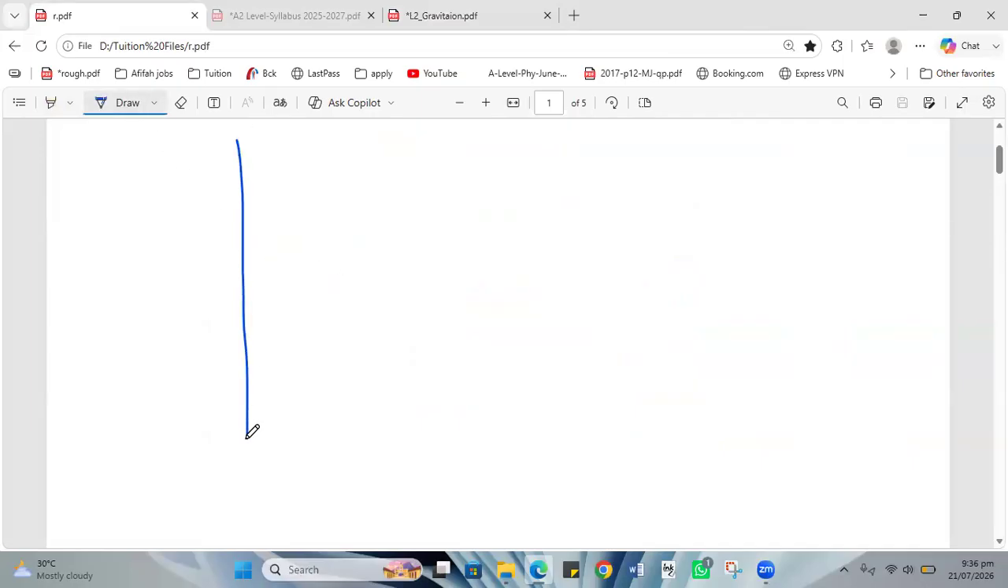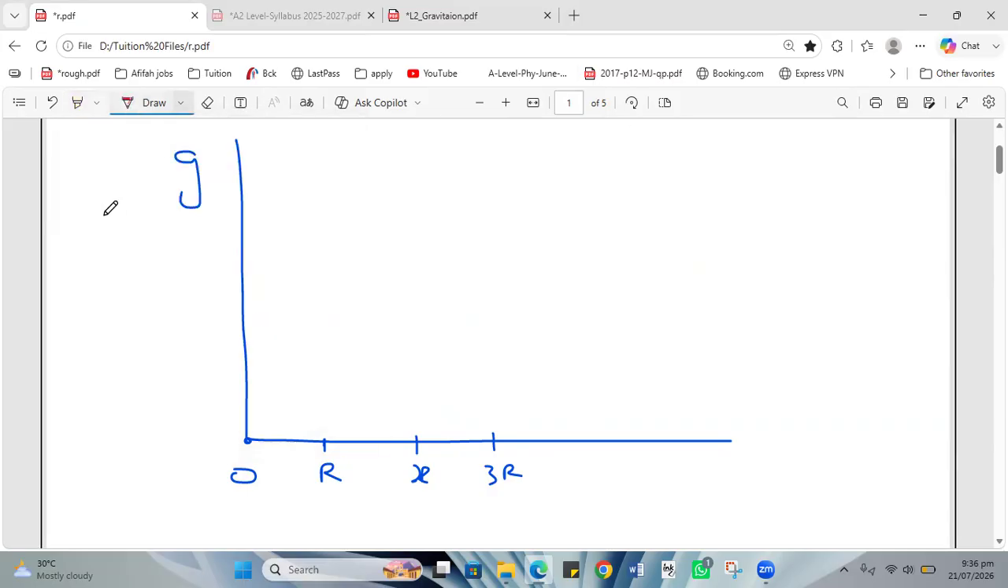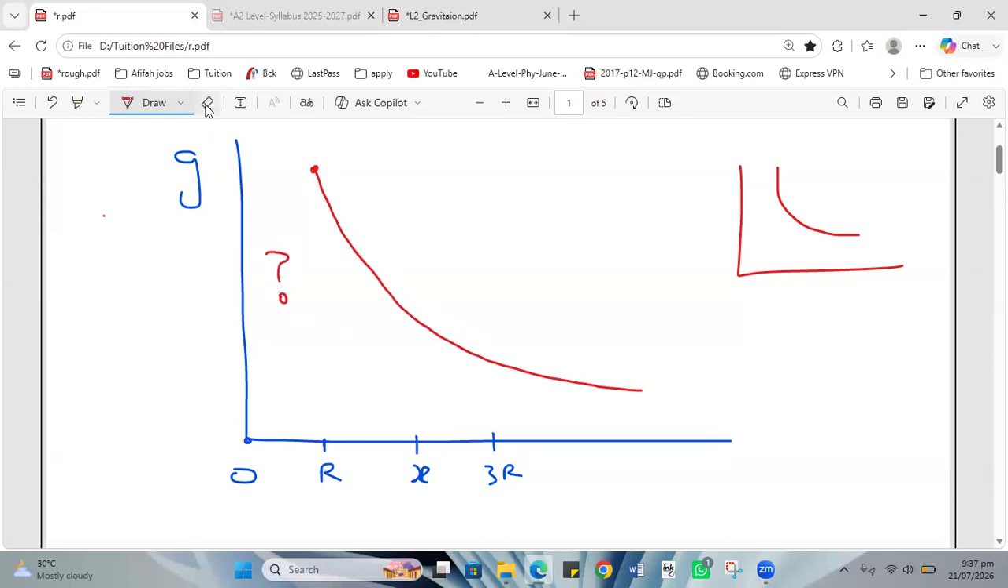Let me draw a clearer graph over here. This is 0, and then this is r, meaning the radius of the planet, 2r, 3r, etc. If you're asked to draw a graph of g versus r, a very common mistake students make is they know that the relationship is supposed to be like this, inverse square, but they start the graph maybe like this. Wrong. You are supposed to start the graph from r. Okay, then what to draw before r? Are you going to leave it like this? No, you can make it like this.